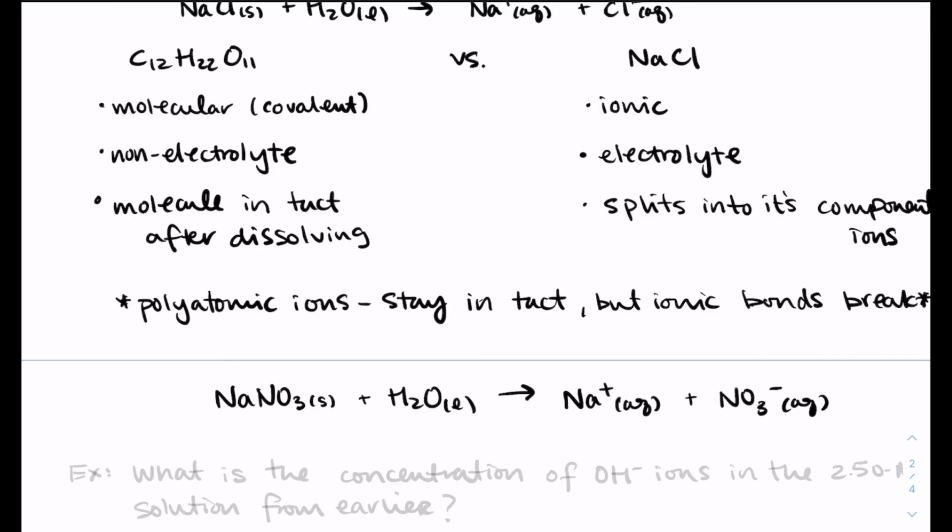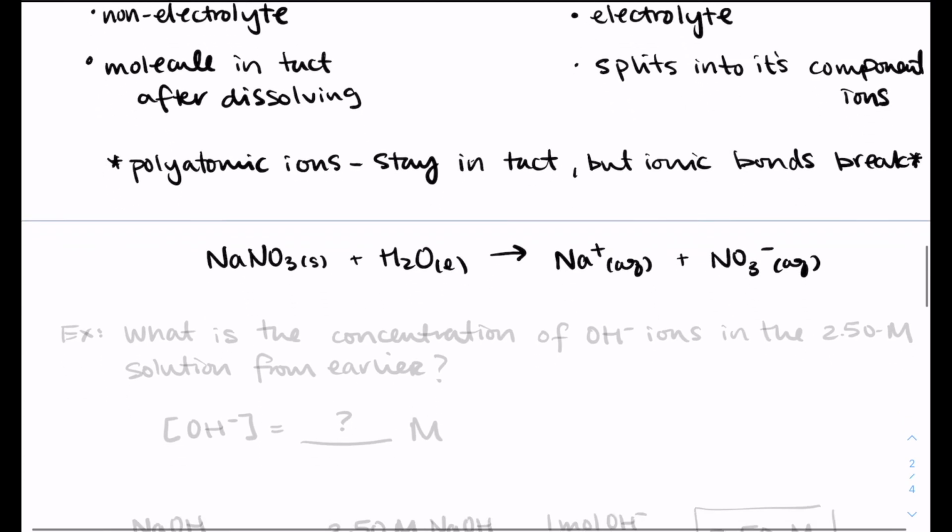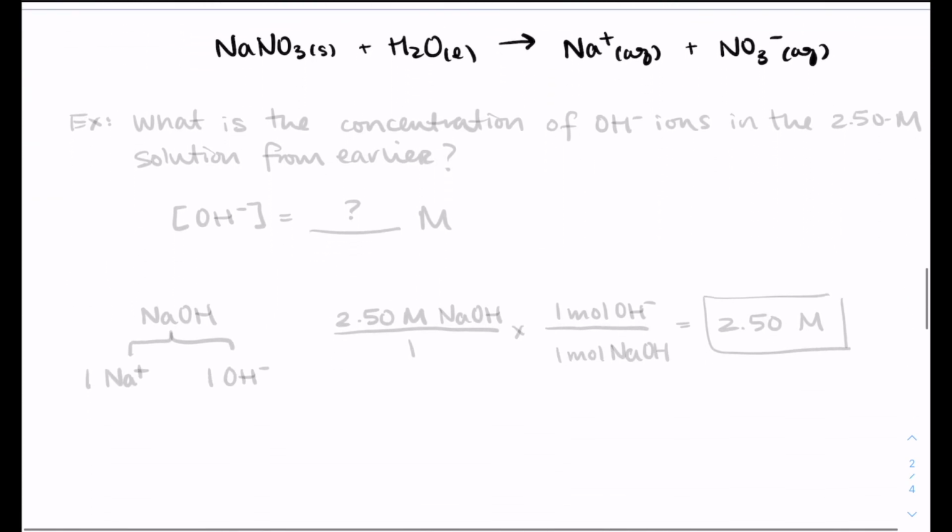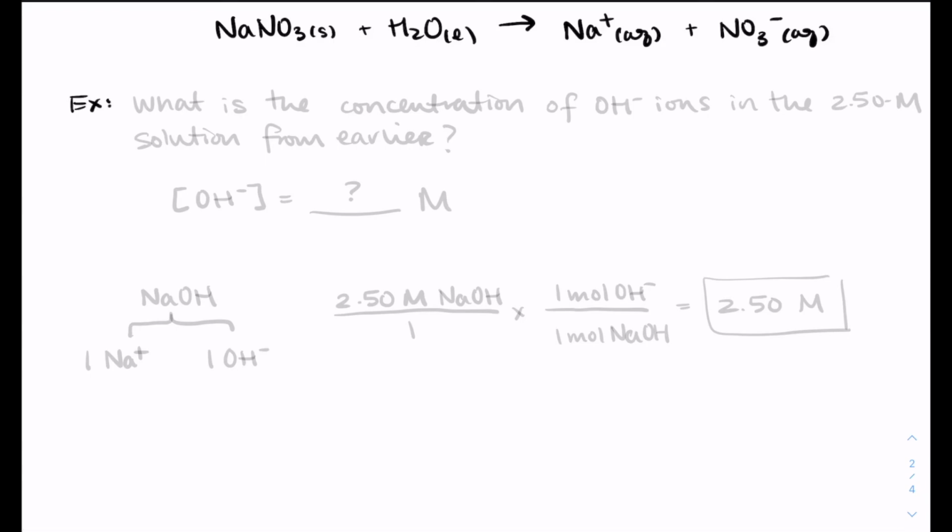So what this means, with this reaction and with what we know about the subscripts for components of a molecule and how that relates to number of moles, is that we can do things like talk about the concentration of just sodium ions or just nitrate anions. Or, something that we'll really need going forward, just the hydroxide anions.